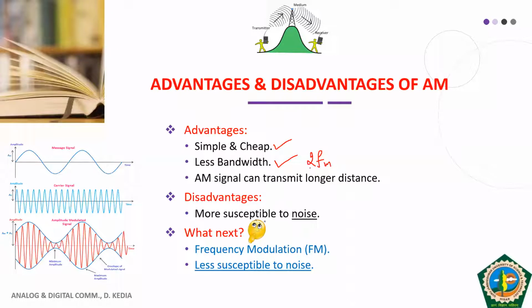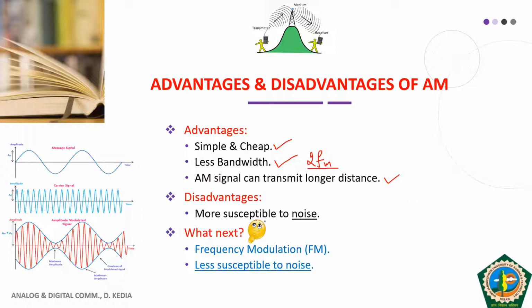So very less bandwidth is required for transmission of an AM signal. Apart from that, AM signals are traditionally transmitted through ground wave propagation. So that's why an AM signal can transmit longer distances.